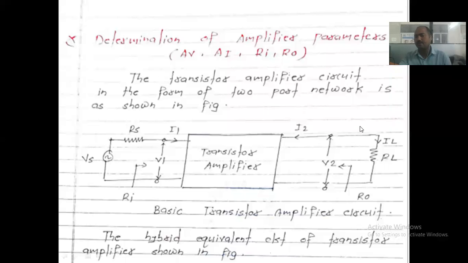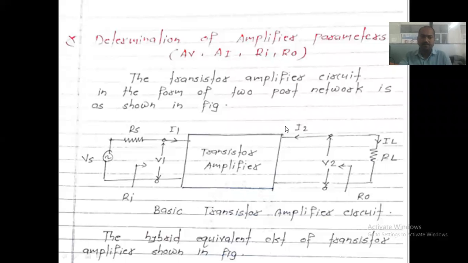Further on, when we are discussing the load current, the current is IL, and the value of IL is minus of I2, because current entering towards the node is considered positive. The current going outside is considered negative. That's why IL equals minus I2.